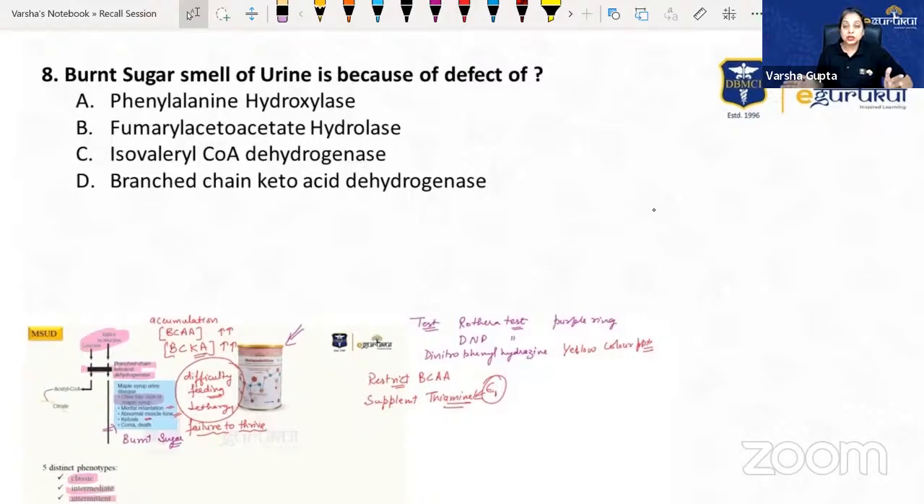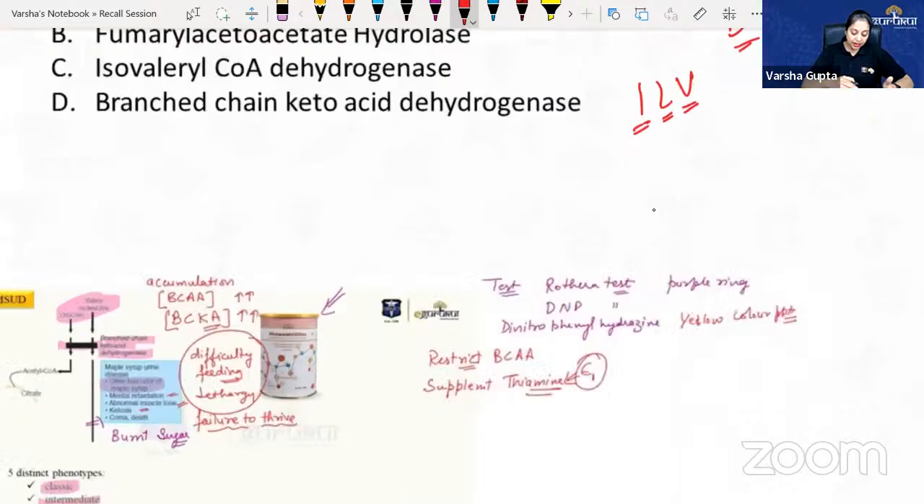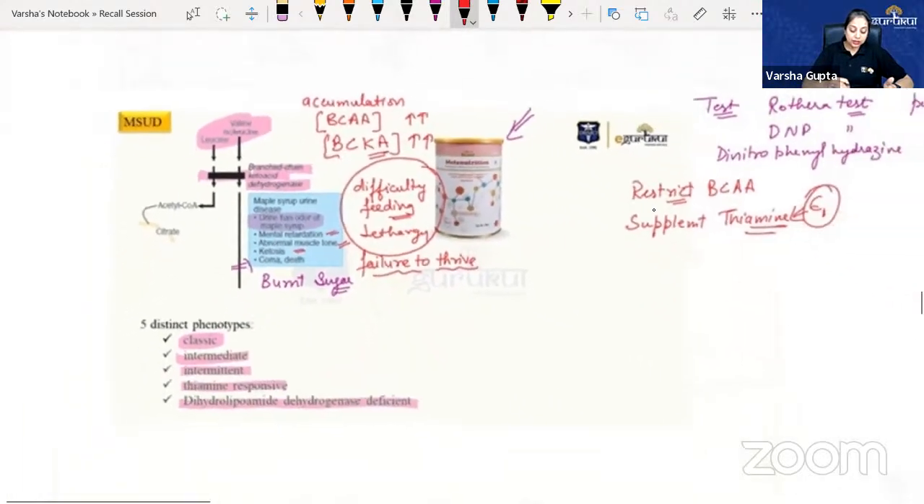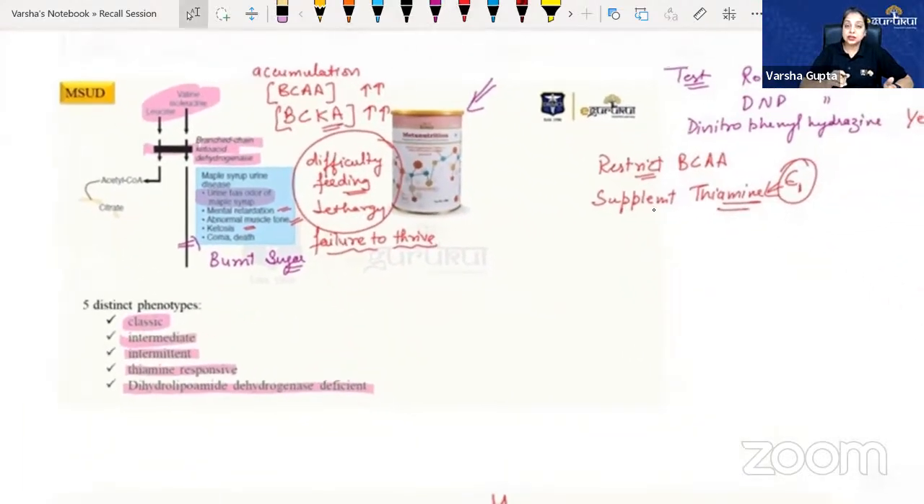The burnt sugar smell, that is MSUD. That is the branch chain amino acids we are talking about. And those are, I love Varsha ma'am, isoleucine, leucine, valine, right? First the transamination is done. If that is not happening properly, then the biggest disease in this, related to the branch chain amino acid, is MSUD, and another is isovaleric acidemia, right?